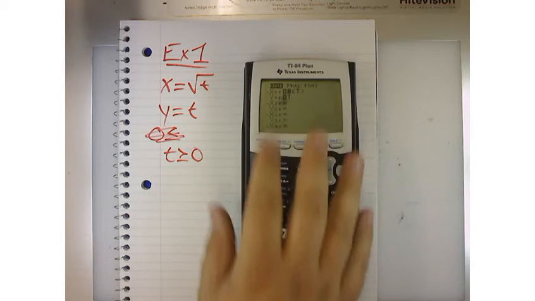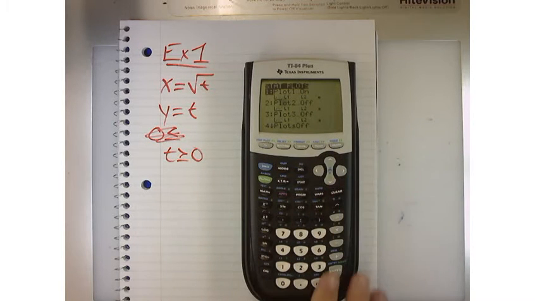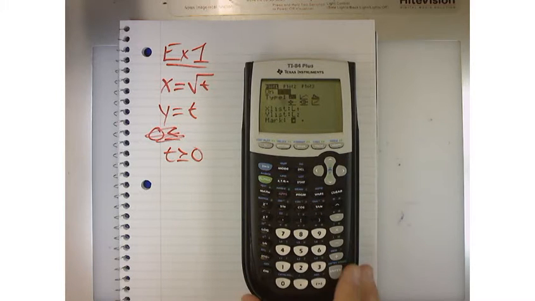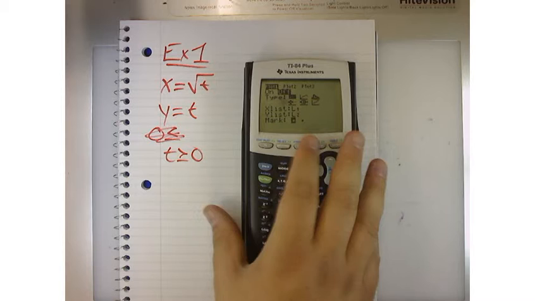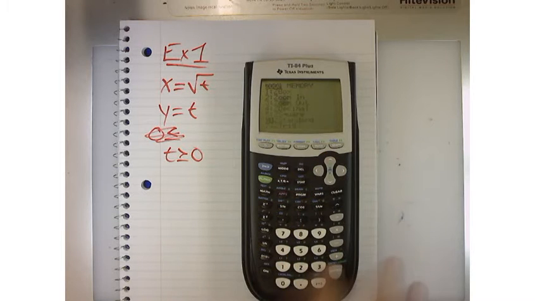let me turn off a couple things. We've got some stuff on here. So let's turn off the plots if you guys have that on. That's from yesterday. And then for my zoom, I'm going to go to the standard zoom. Okay? What does that look like to you guys? It's like a half of a parabola. Okay?